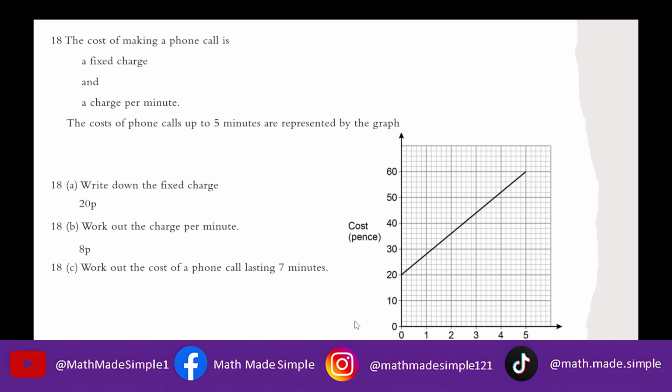Work out the cost of one lasting 7 minutes, so I will do 7 times 8 plus 20, which will give me 76p.